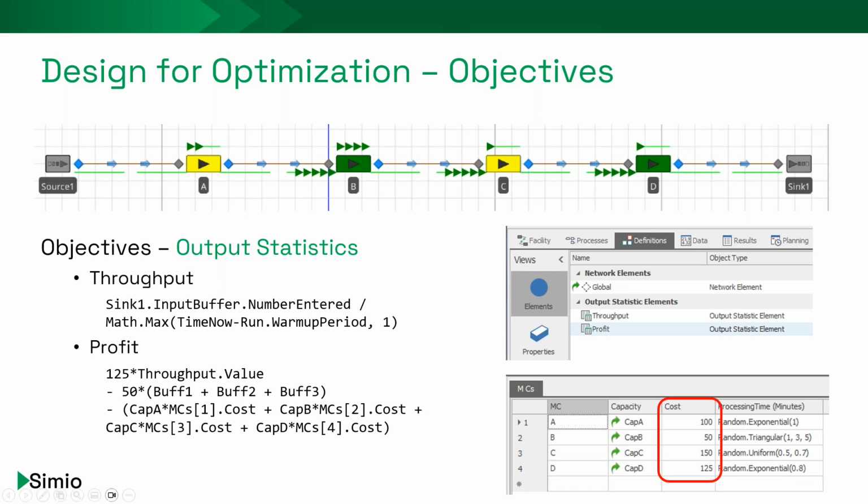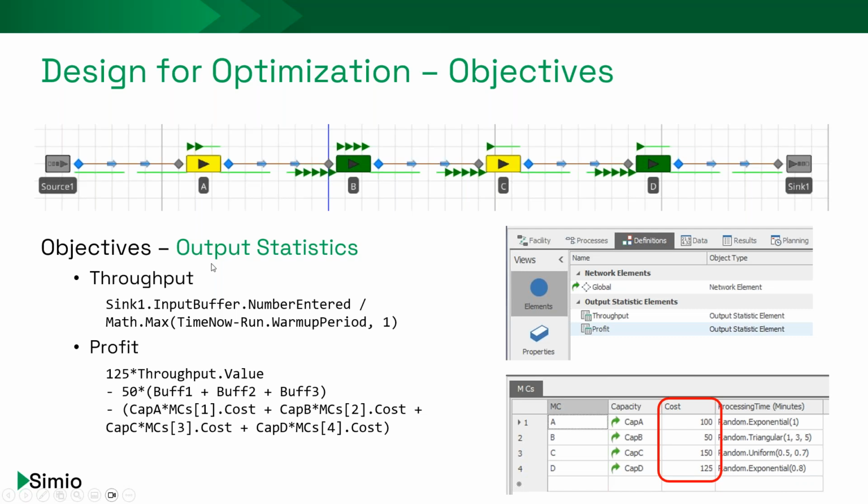For my profit, I need to measure a couple of things. First of all, I am assigning a value of 125 for each unit of throughput. So for each unit of throughput per hour that we get from our throughput statistic, I'm assigning a value of $125. That's my revenue. And then for my resource allocation cost, we're saying that we pay 50 units for each unit of buffer capacity, and then each one of our 4 machines, you can see here in my table, has a corresponding cost. And so we apply that profit function, and the throughput expression, we define as an output statistic.